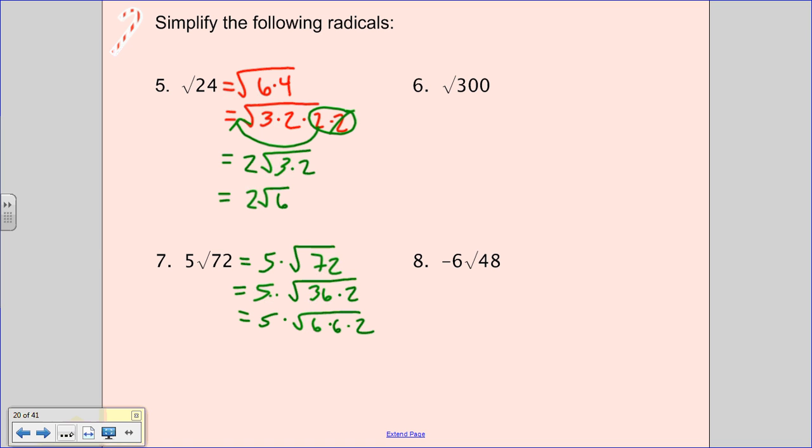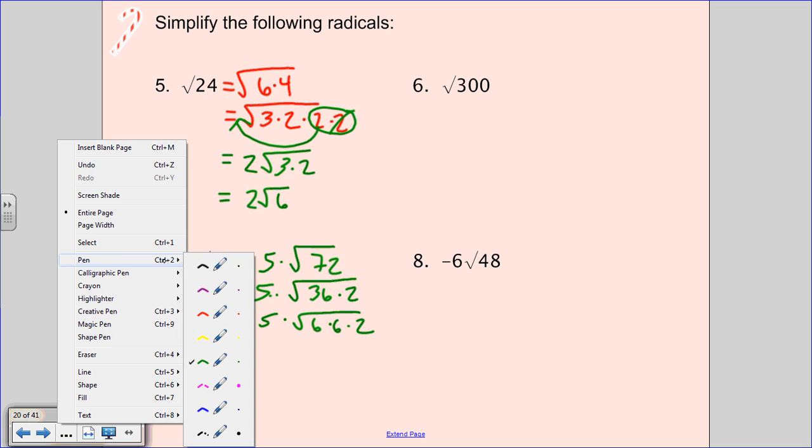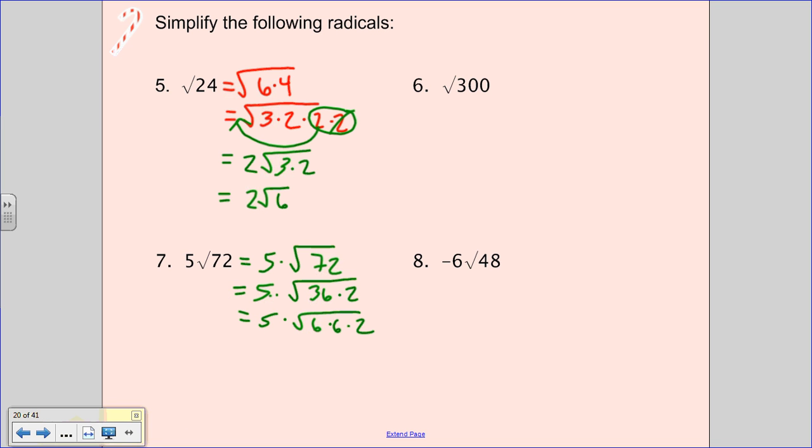So now I have a pair of twins, twin sixes. So I'll circle them, sacrifice one, and one will escape out. So it would say 5 times 6 square root of, what's left in the jailhouse? 2. Now the two numbers outside will multiply. The 5 and the 6 will multiply to become 30 square root of 2 as a final answer.